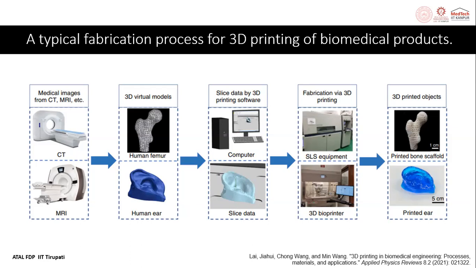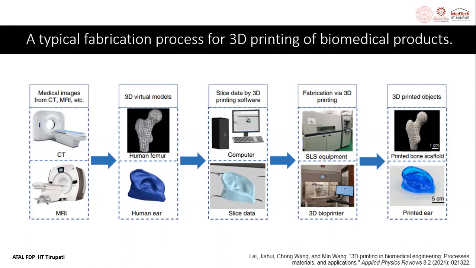If you don't have an MRI or a CT, then the other way around is to take the organ and use a point cloud scanning technique. They scan it with a laser, and the point cloud data is generated. Then from there, they convert the point cloud data into surface data. So the 3D virtual model is done.